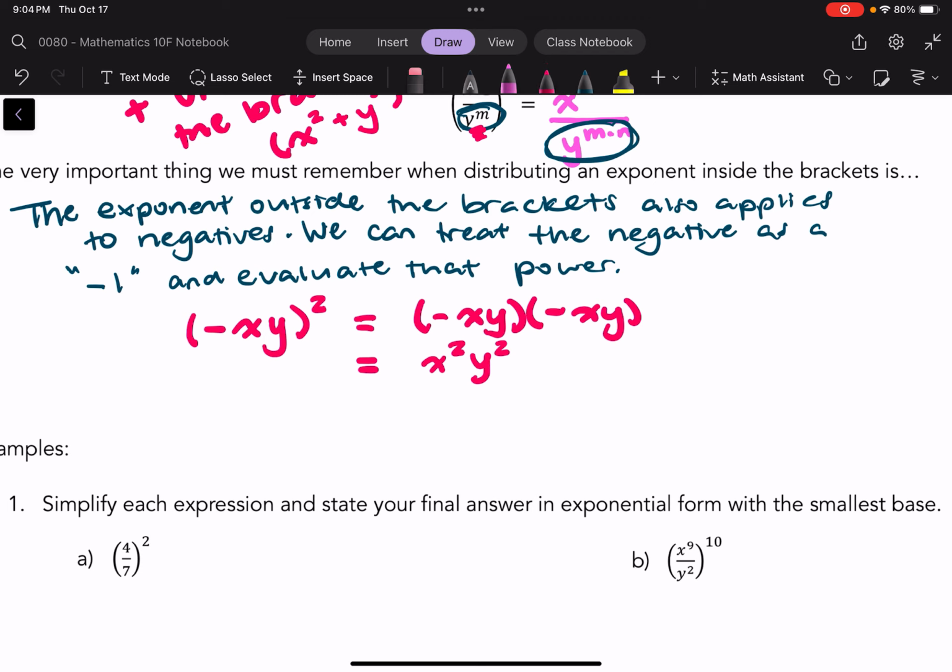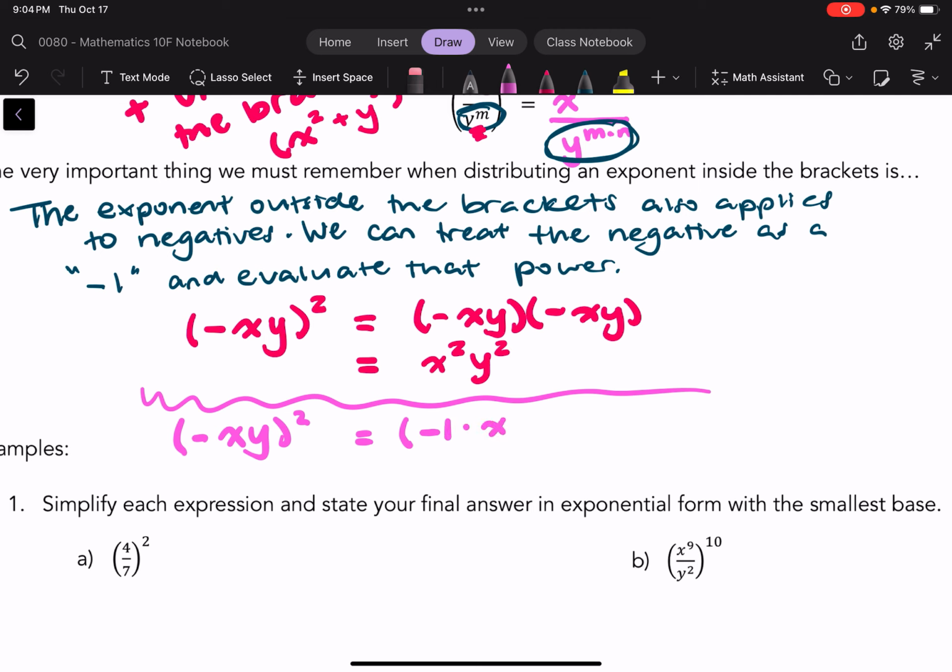Now if I were taking a look at this and wanted to apply that exponent law instead of writing it as repeated multiplication, one of the ways that I can think about this is to rewrite what's inside of the brackets, but actually include a -1 instead of just a negative x. Because I know that any variable has a coefficient, whether that coefficient is visible like a 2 or a 7 or a 15, or it's hidden like a 1 or a -1. I know it's always there.